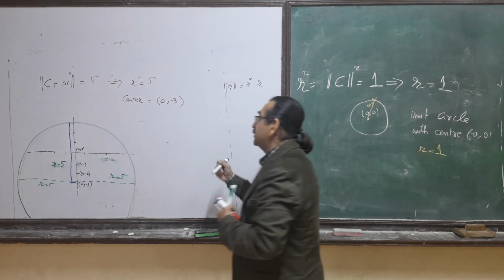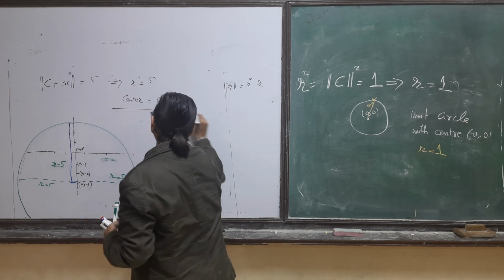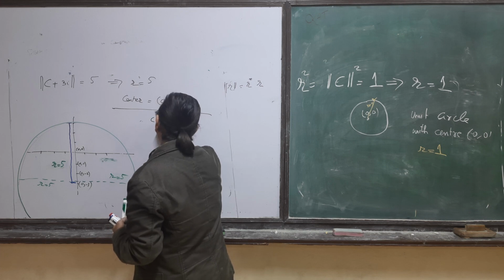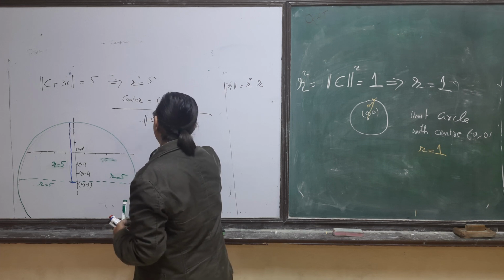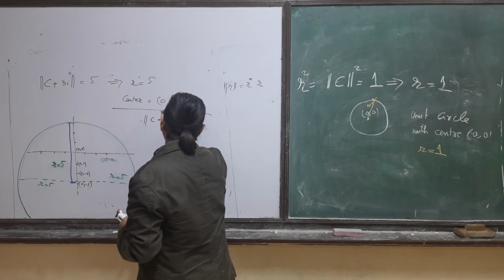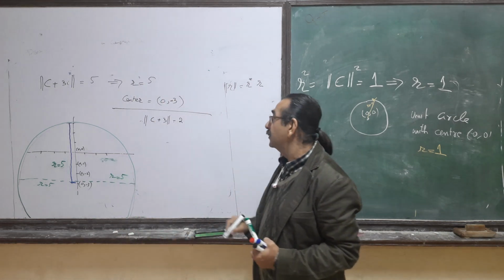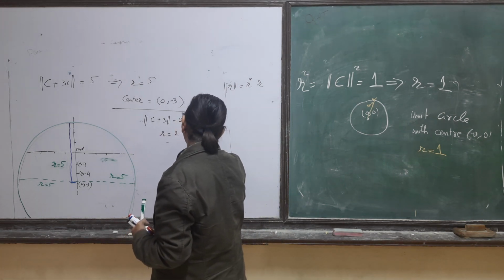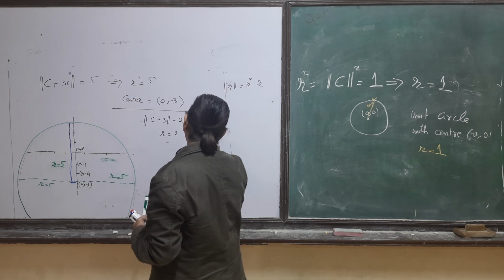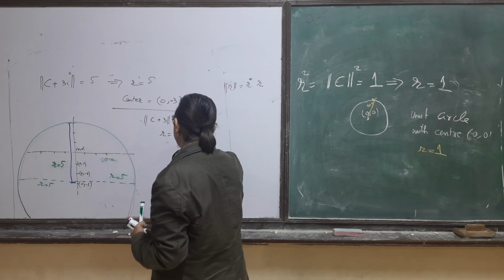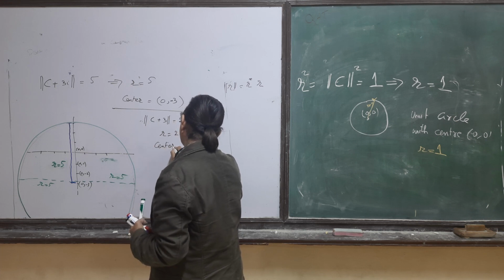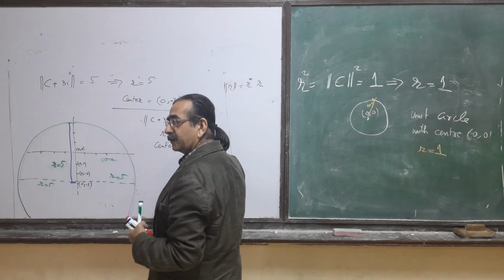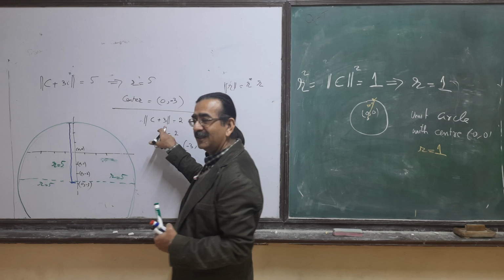Your question is good. For example, if |z + 3|, not complex, okay, is equal to 2, then the radius will be, and the center will be, now this center will be -3, 0, because this is along the real axis.